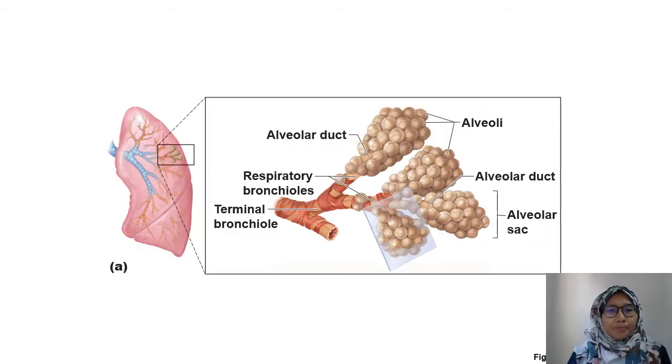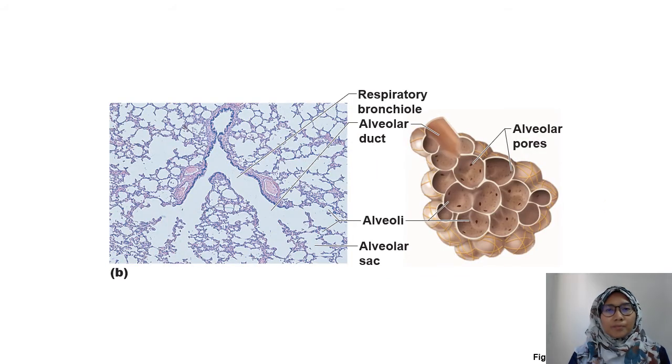Next, alright. This is the conducting zone. Now we enter the respiratory zone. It starts with the respiratory bronchioles, alveolar duct, and alveoli. When we cut the alveolar sac, it looks full of holes inside.